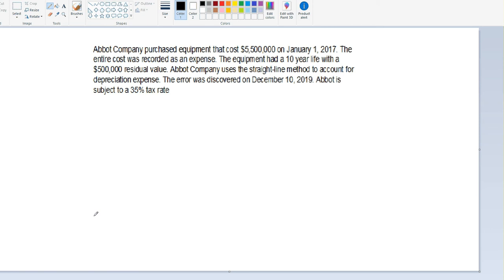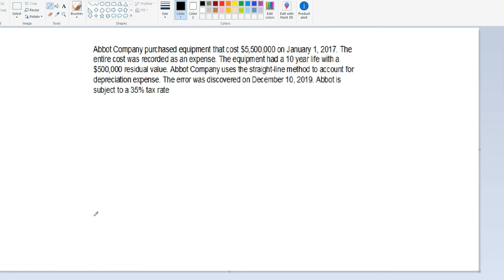So the problem is it's Abbott Company who purchased equipment that cost $5.5 million on January 1st, 2017. The entire cost was recorded as an expense. So we see right away they took $5.5 million and they recorded it as an expense. They shouldn't have. The equipment had a 10-year useful life with a $500,000 residual value. So they should have depreciated it. Abbott Company uses a straight line method to account for depreciation expense. The error was discovered on December 10th, 2019.